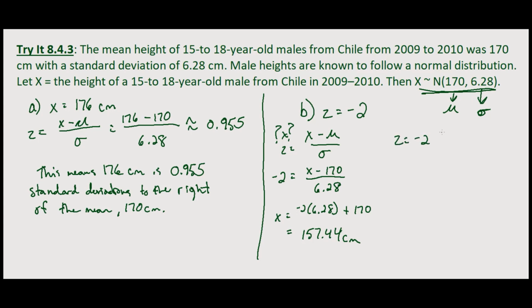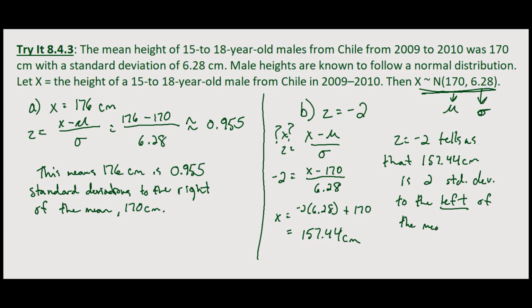So what this tells us, z equals -2 tells us that the value we found, 157.44 centimeters, is 2 standard deviations below or to the left of the mean, 170 centimeters.